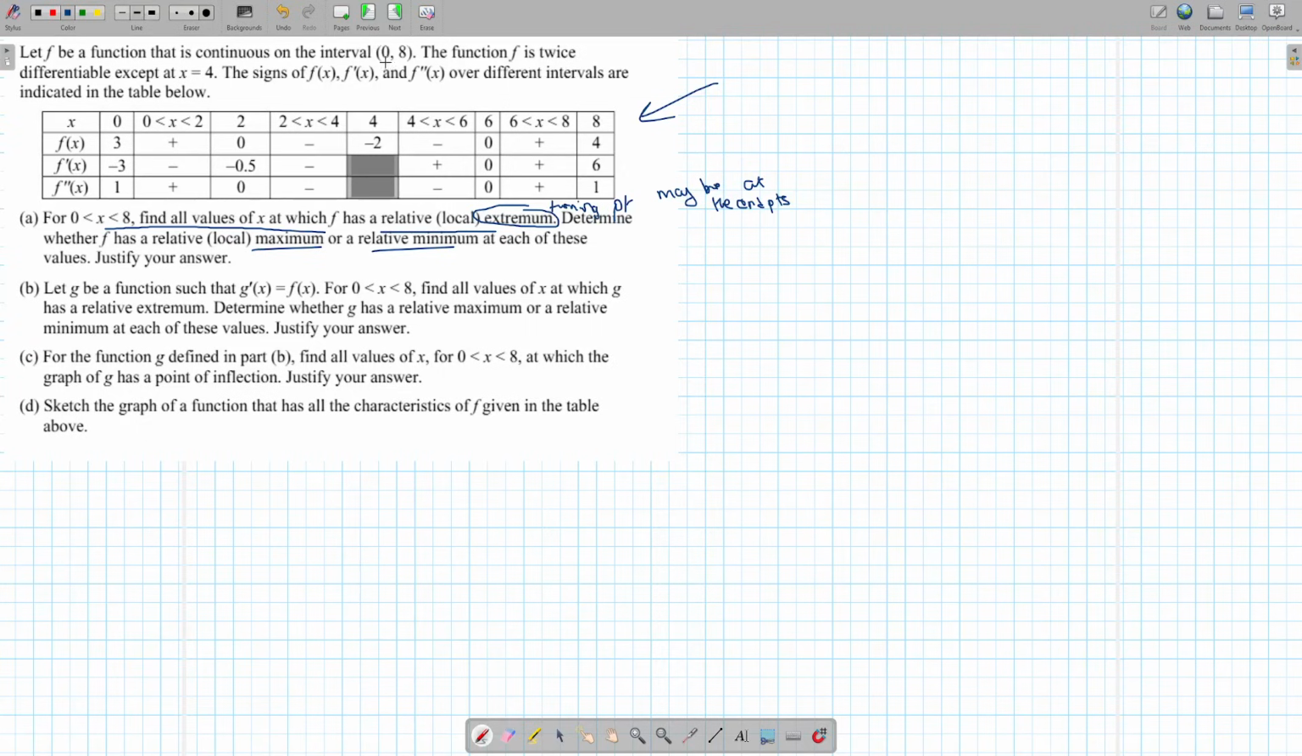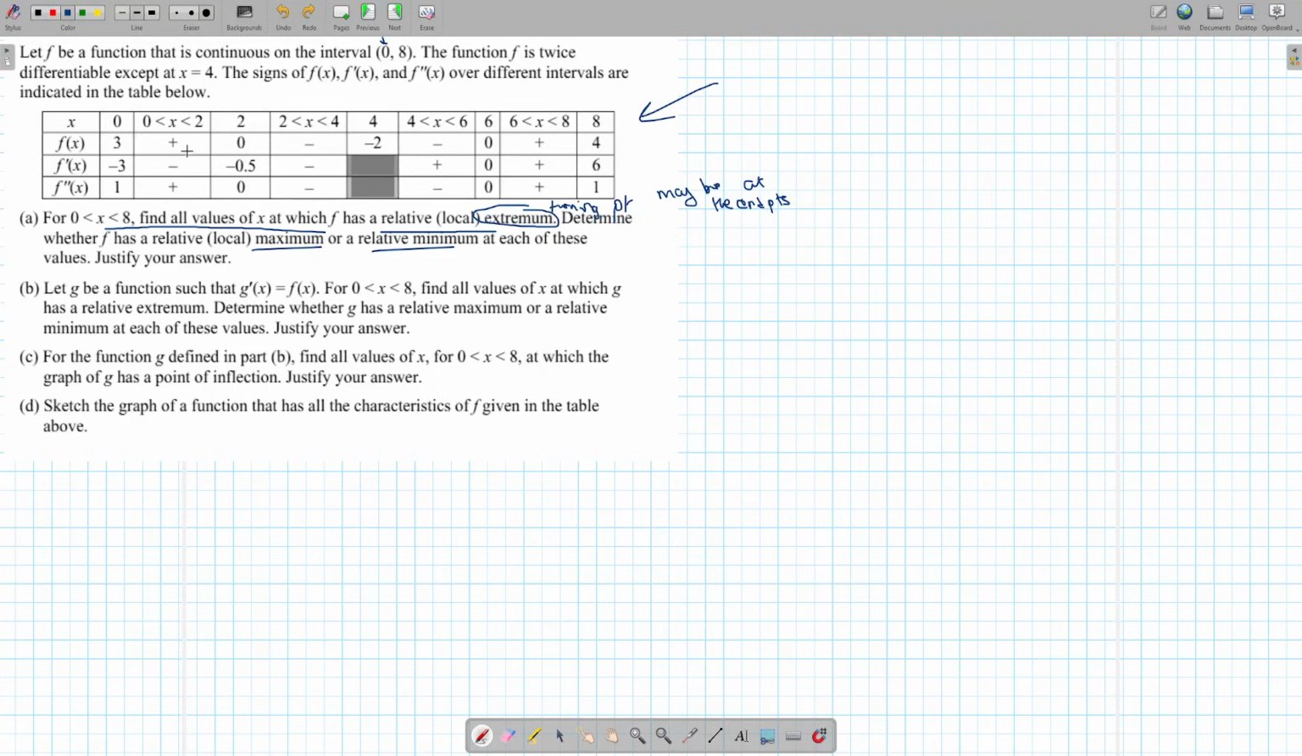So 0 and 8 are considered, except they're not. Why aren't they considered in this question? Because as you can see, this is an open interval. What's an open interval? There are parentheses, so the 0 and 8 are not included. But if your interval was 0, 8 in square brackets, that means the 0 and 8 are included, and you would include them as your extremities. Anyways, to check your extremities, we simply look at our table and check what's going on.